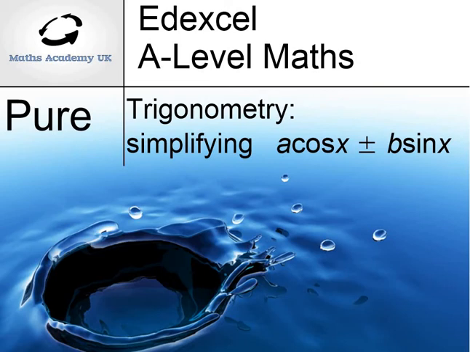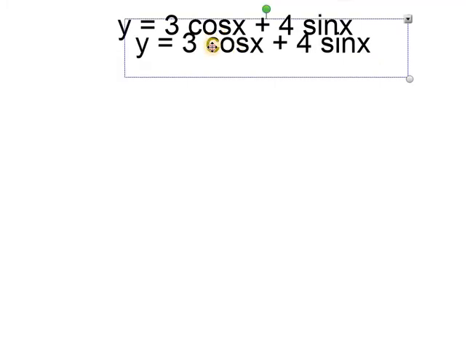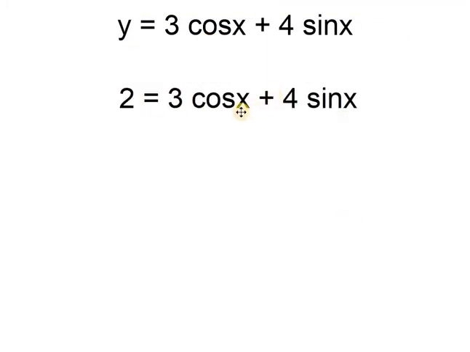Simplifying a cos x plus or minus b sin x. The graph of y equals 3 cos x plus 4 sin x does not seem so straightforward to sketch, or if you had an equation like this, for instance, that doesn't seem so easy to solve either. Let's have a look at this graph and see if we can get any clues on how to solve something like this.